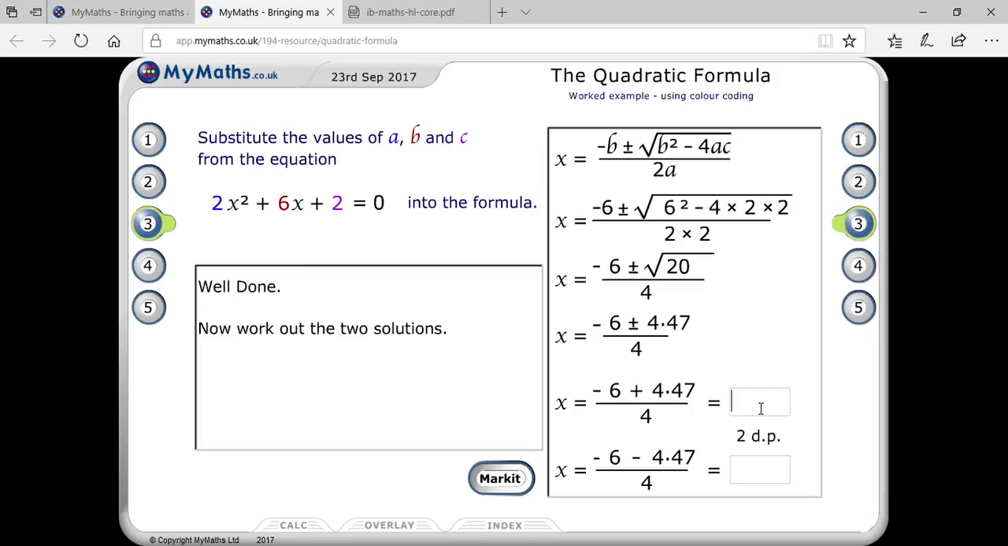Just calculate that quickly. Can you calculate that quickly? Minus 6.00 and plus 4.47. Simply subtract 6 minus 4.47. That would be 1.53. So it will be minus 1.53 divided by 4.